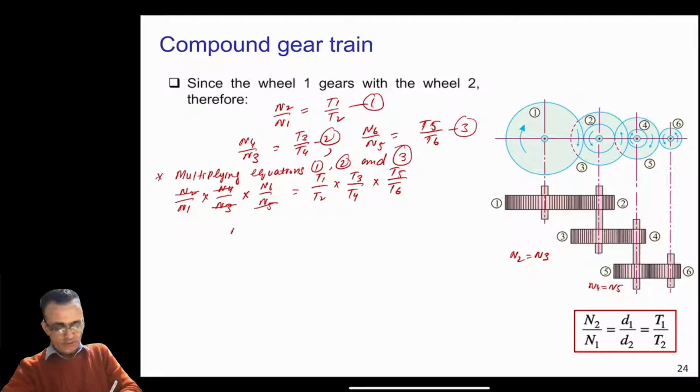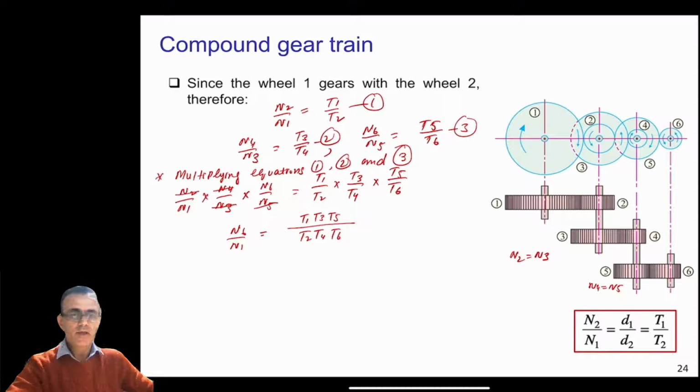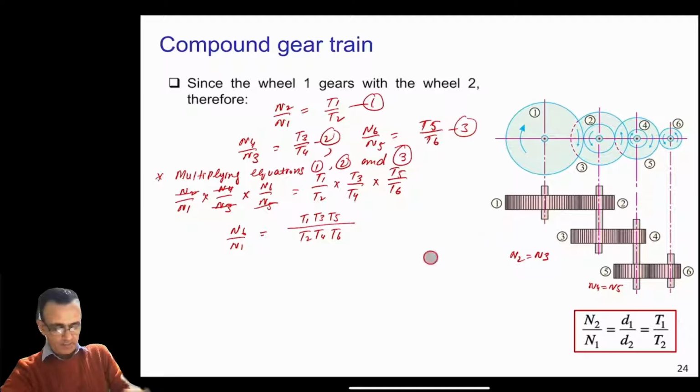So what you will get here is n6 divided by n1 is equal to t1, t3, t5 over t2, t4, t6. In this case, you want to calculate the speed of gear 6, and you are given the speed of gear 1, and you are also given the number of teeth of all the gears. You can use this equation to calculate the speed of gear 6 here. This equation may look a bit complicated at the moment, but it's very simple to remember.